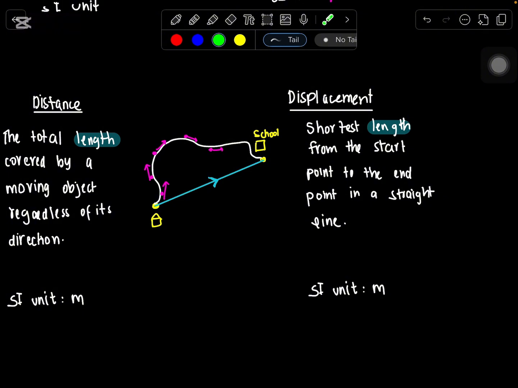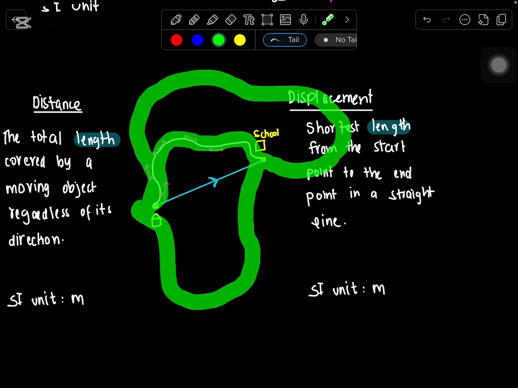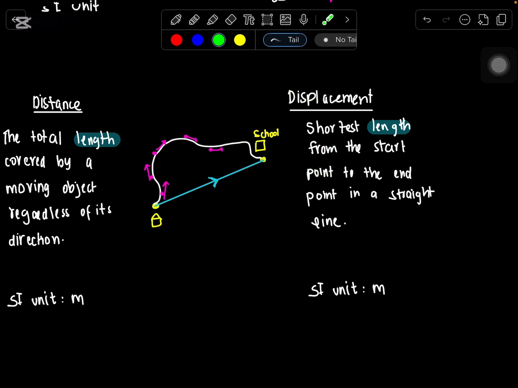Maybe there is a forest here or a water body, something, so they couldn't possibly make a straight path, right? So the constructors possibly have made a path that looks like this, or this, or this, I don't know. Okay, so this path that you're following is your total length that you're covering to go from A to B, and it's the distance. And it's a curvy path, right?